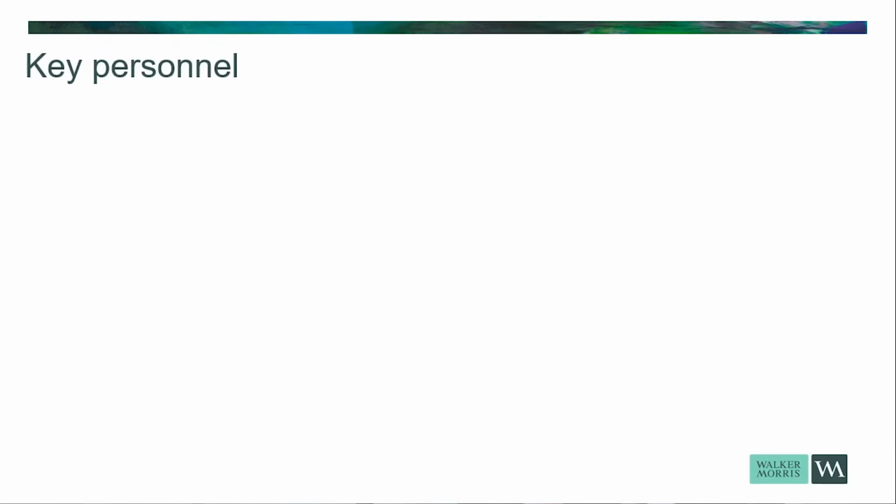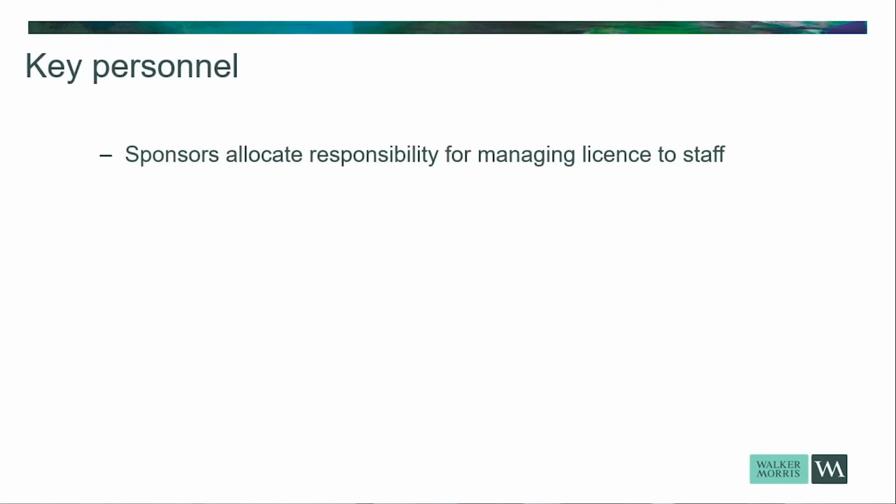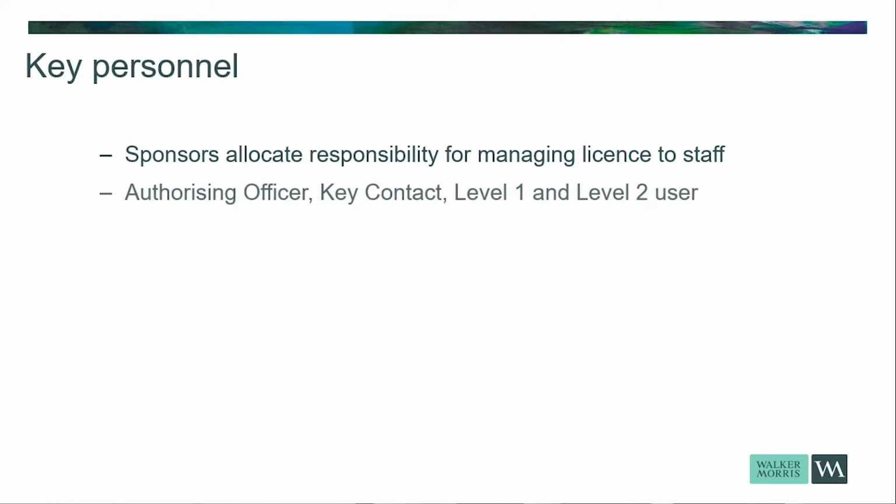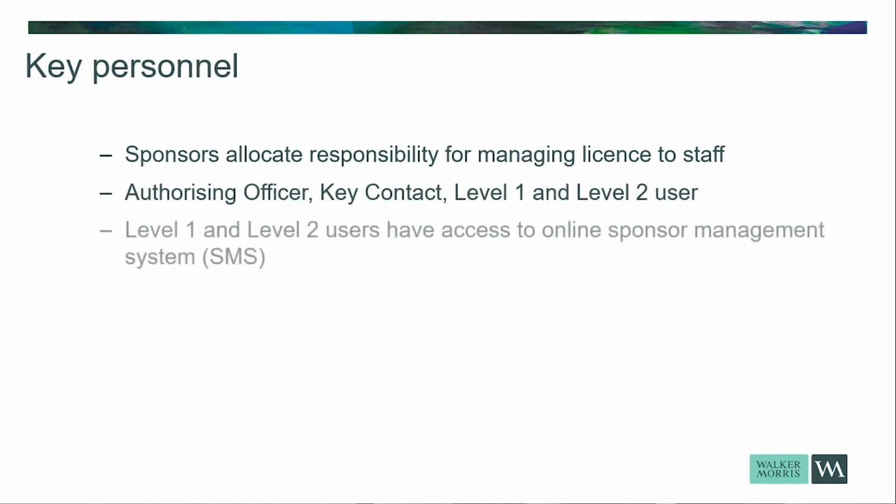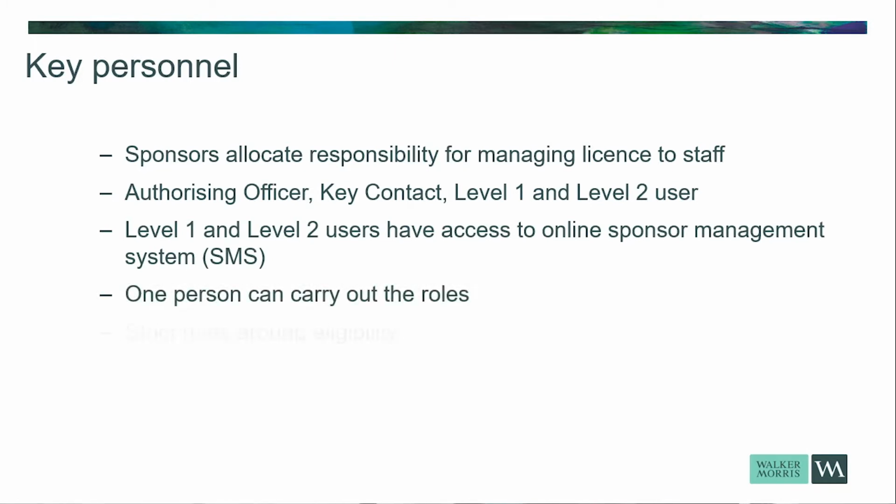So for example, you must have in place an authorising officer, and that's the most senior person responsible for the recruitment and management of migrant workers within the UK for your licence. A key contact, and they will govern the relationship between you and the Home Office, and then a level 1 user. A level 1 user basically manages the sponsor licence day to day. The licence is managed via what's called a sponsor management system online, and those individuals would have login accounts and would be allowed access to the sponsor management system. There's also another person called a level 2 user, and the person applying for the licence on behalf of the business can be all of these things.